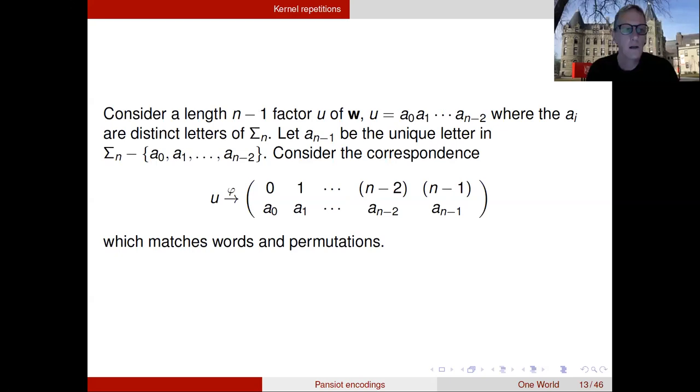So consider length n minus 1 factor u of threshold word W. So u looks like a_0, a_1, up to a_{n-2}, where the a_i are distinct letters of sigma n. So let me see, I've got these indices. I've got n minus 1 different letters here. My alphabet has n letters, so there's a unique letter which is left over. Let a_{n-1} be the unique letter in sigma n minus a_0, a_1, up to a_{n-2}. So consider the correspondence, which takes this factor of length n minus 1 and maps it to a permutation. So I take the letters of the word a_0, a_1, up to a_{n-2}, and then the leftover letter is thrown in here at the end. So this matches factors of length n minus 1 with distinct letters and permutations.